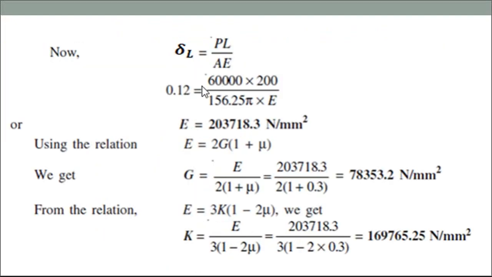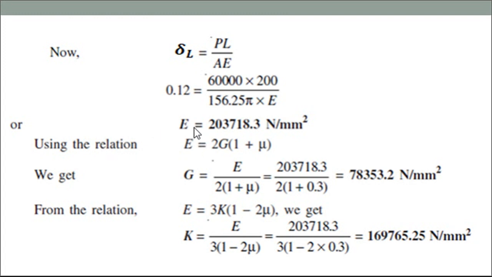Now delta L, the change in length. We have already derived the formula. We know that delta L is equal to PL divided by AE. P is the tensile load, L is the length of the bar, or the gauge length, A is the area of cross section, and E is the modulus of elasticity. There is only one unknown, that is the modulus of elasticity. We already found the change in length, P is known, L is the known gauge length, and the cross-section area is also known, so you can calculate E.